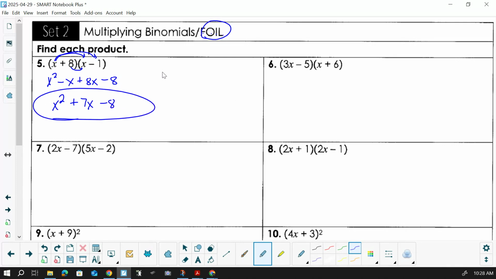Okay, notice we're not solving because there's no equal sign. We can't solve. It's just multiplying these. That's why it says multiplying. All right, let's do that again.